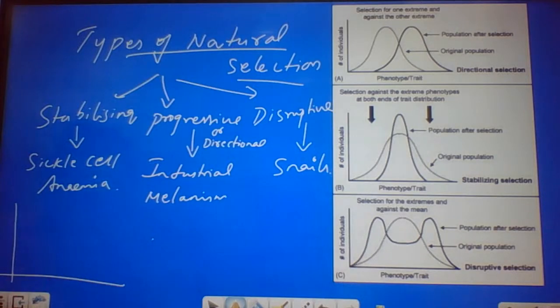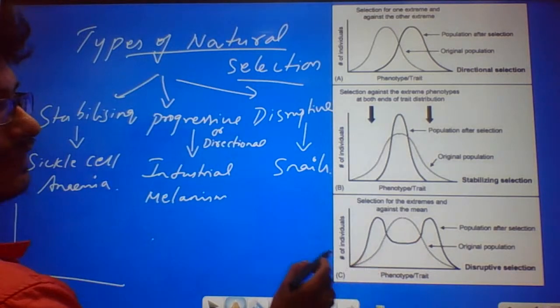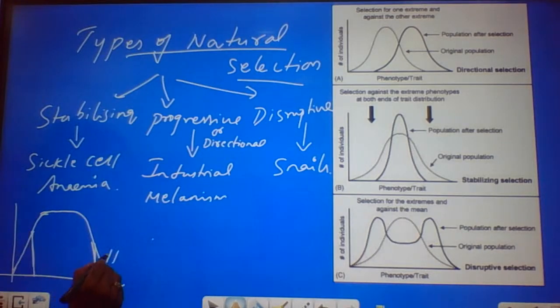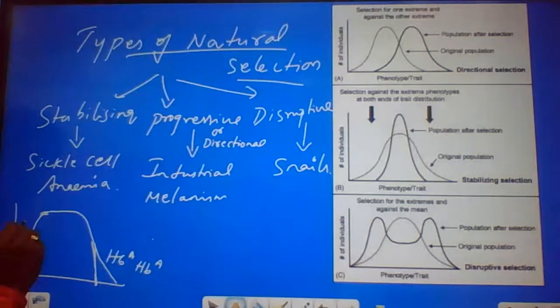What's happening in case of stabilizing? In this case, you could see the stabilizing which is happening intermediate. For example, here you could see the graph in the stabilizing part. You could see this is one extreme and this is another extreme. Take sickle cell anemia, for example. You take HbA here and HbS, that is hemoglobin A and hemoglobin S, both are homozygous actually.